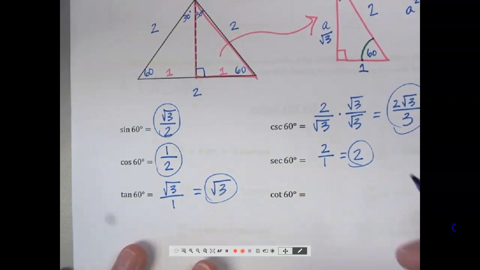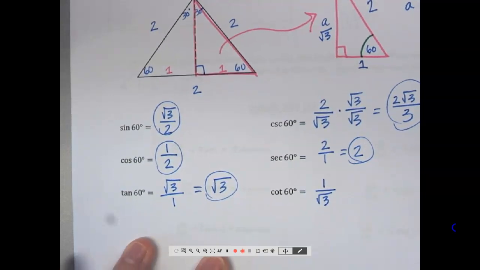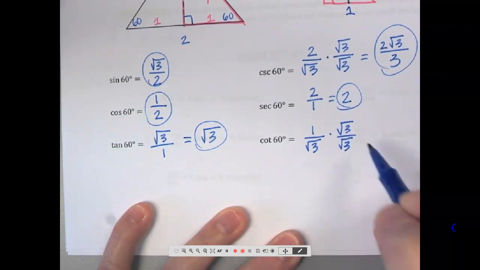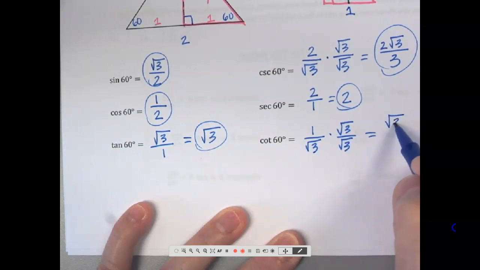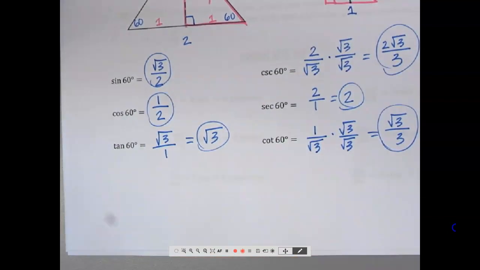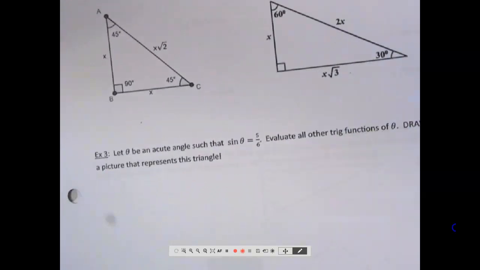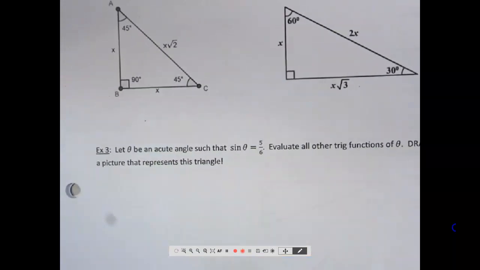Okay, cotangent is the reciprocal, so it is adjacent over opposite. This one I do have to rationalize. Square root of 3 over square root of 3, multiply straight across, 1 times the square root of 3 over square root of 9, which is 3. Questions? Are we okay? Right. Let's see, how many do we have here? Okay, yeah, we're good, we're good.